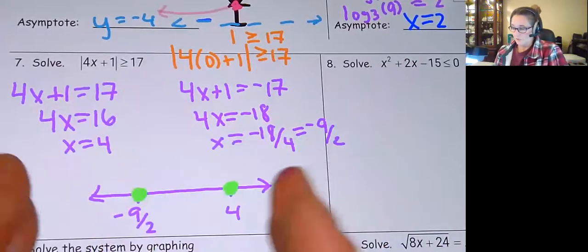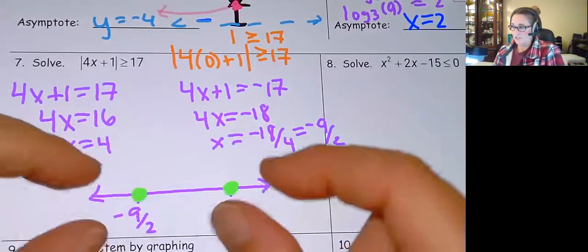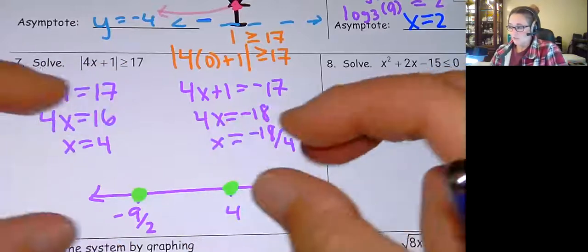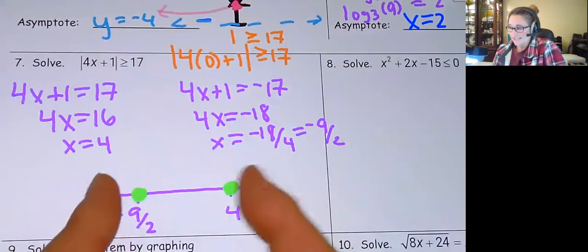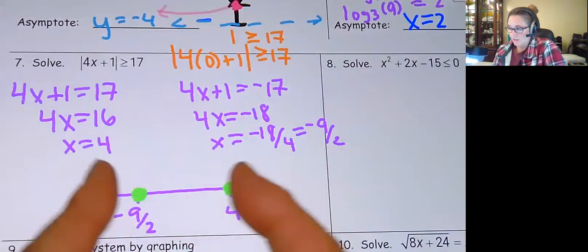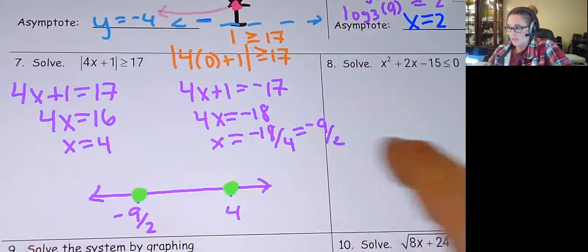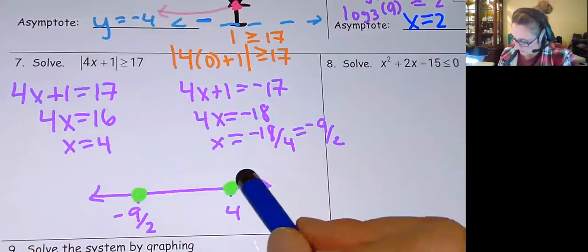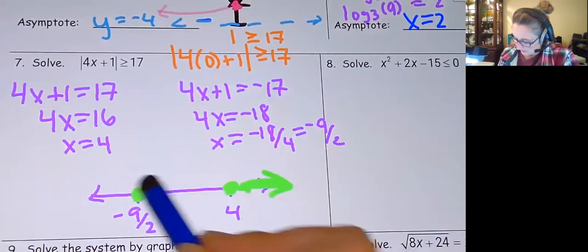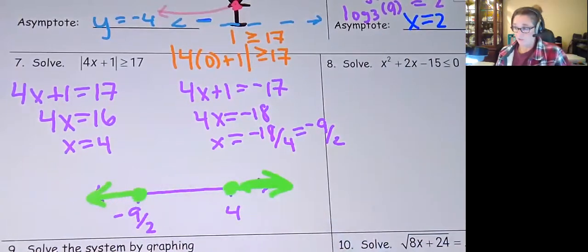If this is absolute value, I want it to be more than 17 away. Less than 17 away would be in between. More than 17 away would be kind of outside. That's kind of how I think about it. But again, you can test a value, and that's going to be your graph.